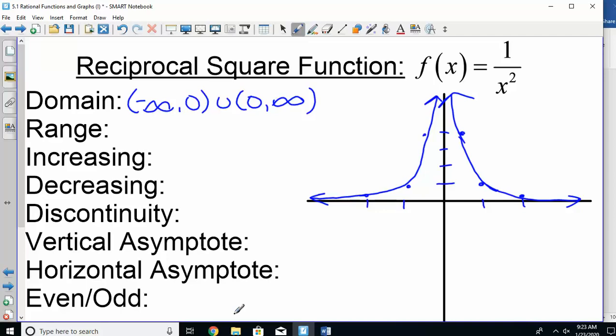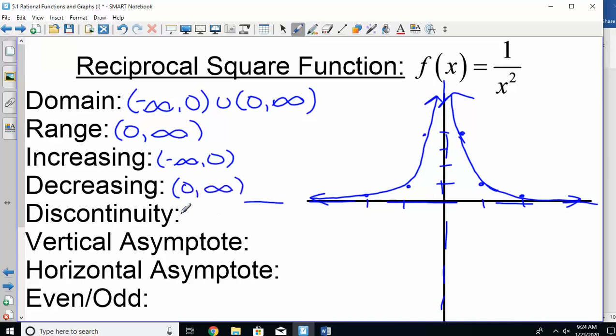So this one still has a horizontal asymptote at 0 and a vertical asymptote at 0, but we're never hitting the negatives. So what's my range here? My graph starts at 0, we don't hit it, so it gets a parenthesis, and it goes up forever, so it goes to infinity. As I go from left to right, this section of the graph is increasing, so from -infinity to 0. From 0 to infinity, it is decreasing.